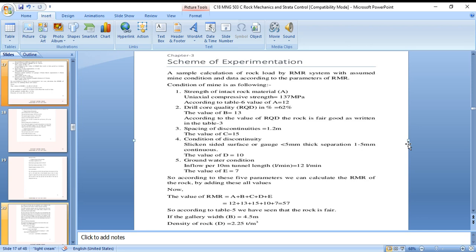The value of B is 13 according to the value of RQD. The rock is fair to good as written in the table. Then the spacing of discontinuity, condition of discontinuity, the groundwater conditions. So according to these 5 parameters, we can calculate the RMR of the rock by adding these values. Now the value of RMR is A, B, C, D, E. So according to the table, we have seen that the rock is fair. For a gallery with 4.5 meter, density of rock is 2.25 tons per meter.